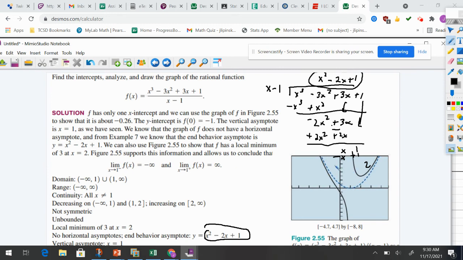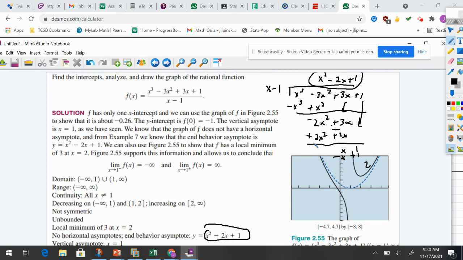The range, look, this line here goes all the way up, all the way down. That's a y value, so it's -infinity to positive infinity. Continuity, where's the graph stop, right? We still have, at +1, we still have a vertical asymptote. So it's all x not equal to 1.